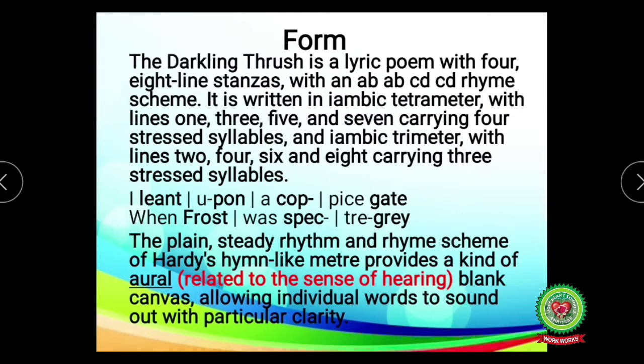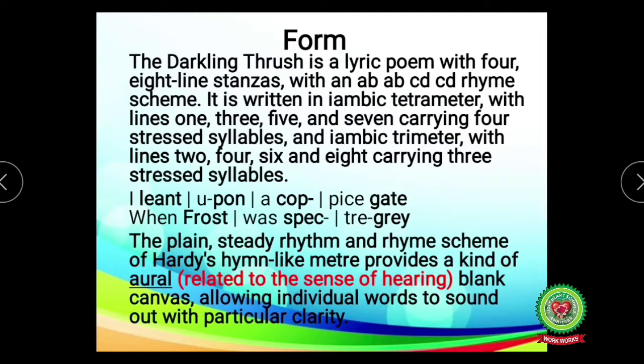Now, how many stanzas are there? There are 4 stanzas. And how many lines in each stanza? 8 lines. Okay? The rhyme scheme used in the poem is A, B, C, D. That is, the first line rhymes with the third line. Second line rhymes with the fourth line. Fifth line rhymes with the seventh line. And sixth line rhymes with the eighth line. Okay, so I hope the rhyme scheme is clear to you all.